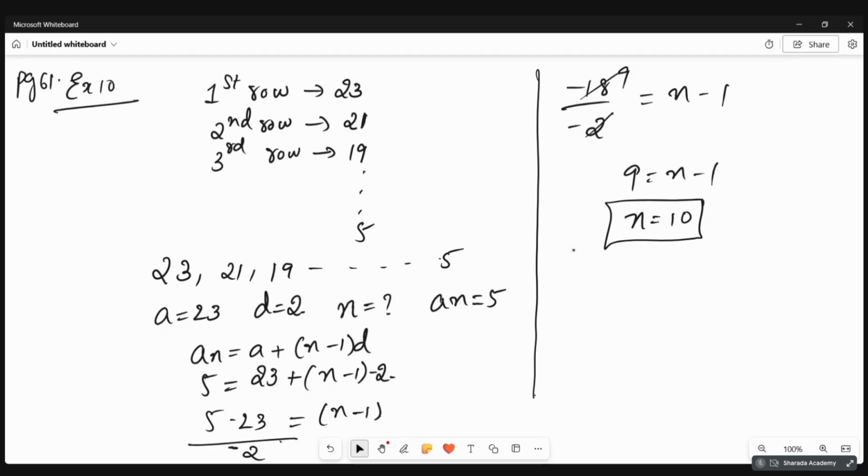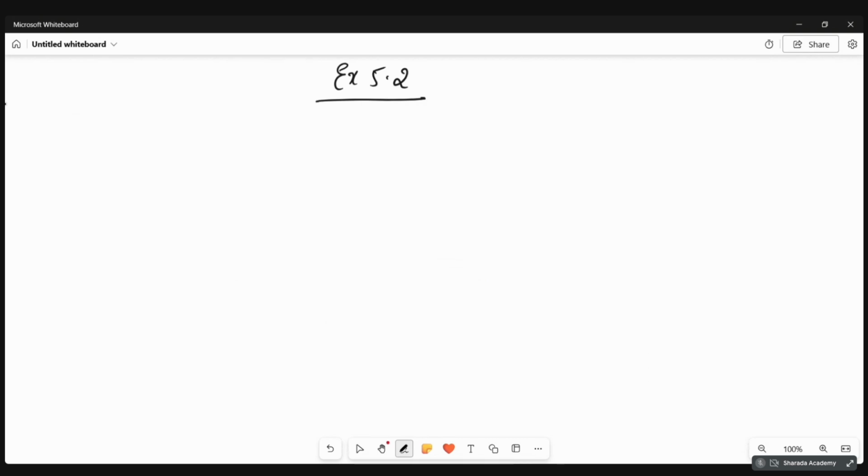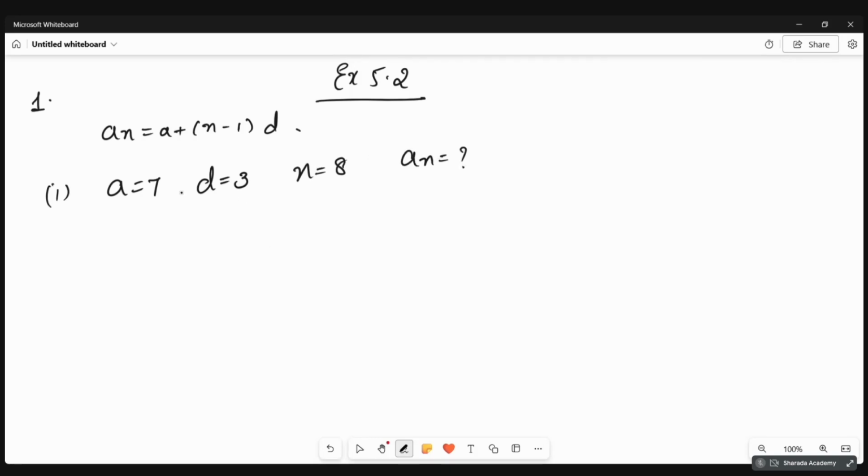We'll start with Exercise 5.2. You have the equation an is equal to a plus n minus 1 into d. In all the four, one will be unknown, so you have to find that. All the other three will be given. First question: A is equal to 7, D is equal to 3, N is equal to 8. You have to find AN. Here AN, you will get it as 28.